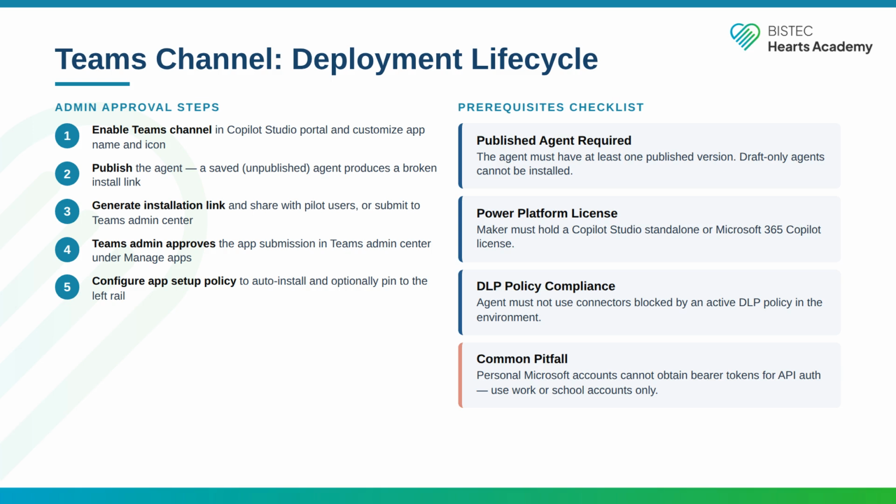One authentication constraint that affects governance automation in Hour 3. Personal Microsoft accounts cannot obtain bearer tokens for the Power Platform API. All API authentication in this session requires work or school accounts.